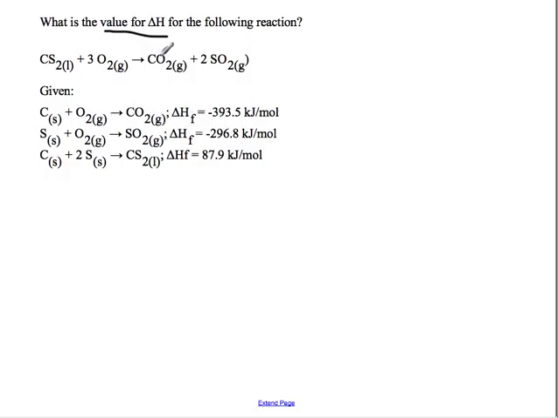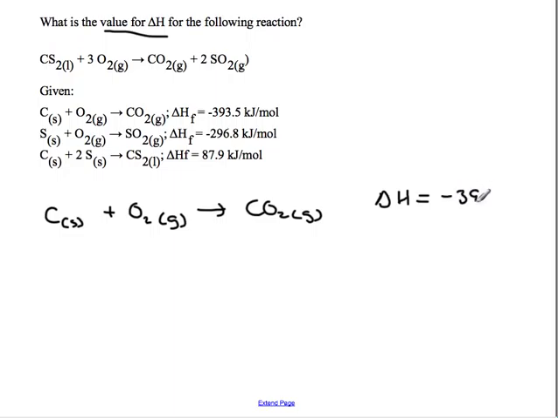So what I do is I look at the first one. Notice you have carbon on the reactant side, but up here there's no carbon, so I can't use that. But I notice that oxygen is on the reactant side also, and oxygen is also on the reactant side up here. So that means my first equation I'm going to keep just as is. So I'm going to write down carbon plus oxygen makes carbon dioxide gas, and the delta H for that is negative 393.5 kilojoules. So that's the first one.